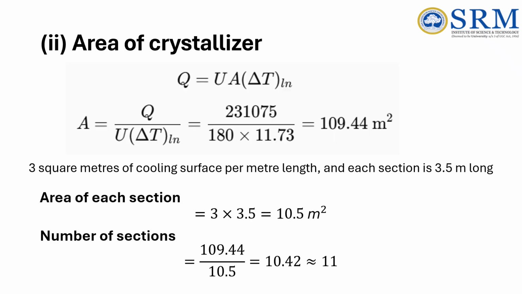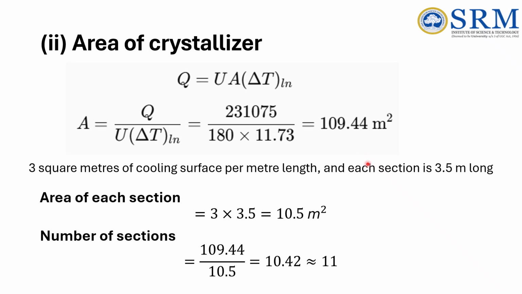Second is to find the area of the crystallizer. Here again we go to Q is equal to UA delta T, where you can find the area. Here delta T is the logarithmic temperature difference, and Q is the heat which is removed by the crystallizer, and U is the overall heat transfer coefficient. Here U is given in the question, and Q we computed. The logarithmic mean temperature difference is also known, and hence you can find the area. Here the area 109.44 is the total area which is required by the crystallizer to achieve the desired purity or separation.